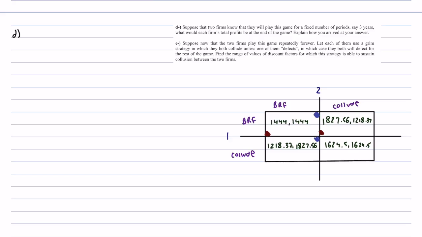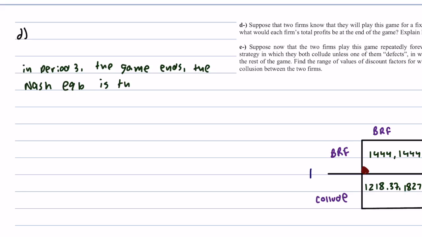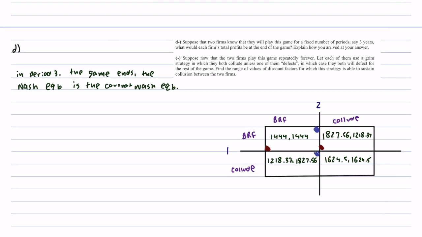And the way you can kind of visualize this, actually, let me start off with the kind of textbook answer of how to solve this, and then I'll go into kind of the intuition behind it, right? So we know that in period 3, we know the game ends, right? And we know that the Nash equilibrium is the Cournot Nash equilibrium. And all that's just saying is that both firms are going to play their BRF. The Nash equilibrium is going to be $1,444 for each firm. That's all that's saying, right?